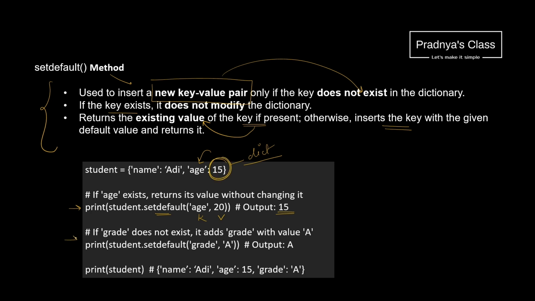But what if the key doesn't exist? Then this key value pair will get added to the dictionary and the value will get printed. So when we print the dictionary, look at the dictionary. This key value pair got inserted in the dictionary. But for this key value pair, the key already exists. That's why there is no change in the dictionary. So that was about setDefault. It will add the key value pair if the key doesn't exist in the dictionary.